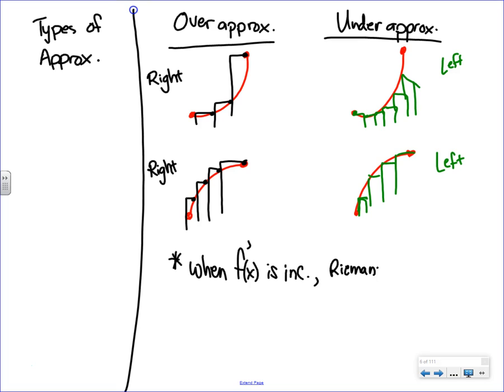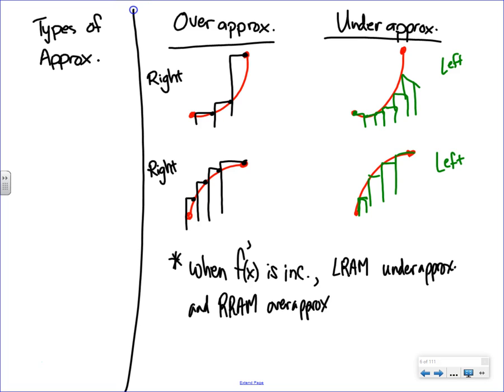The Riemann approximation, well, let's just use their abbreviations. We could say LRAM, the left Riemann approximation. The left will always under approximate, and the right over approximates. Has nothing to do with concavity.